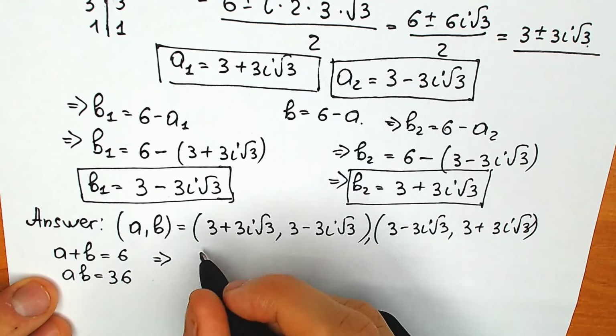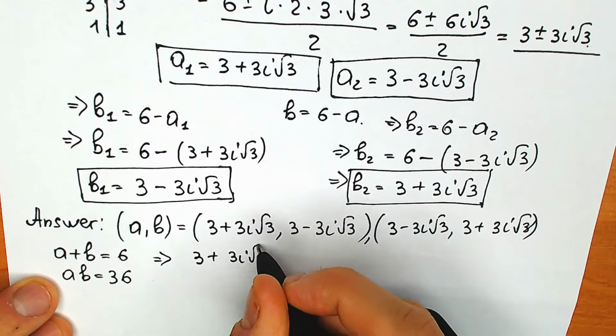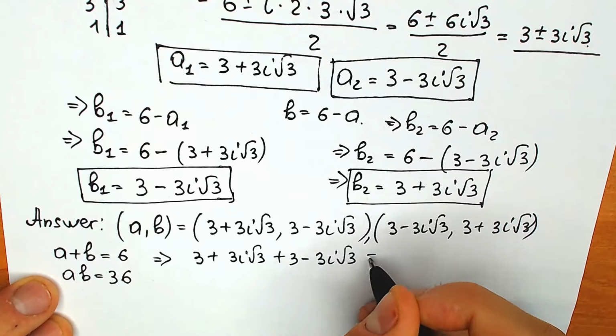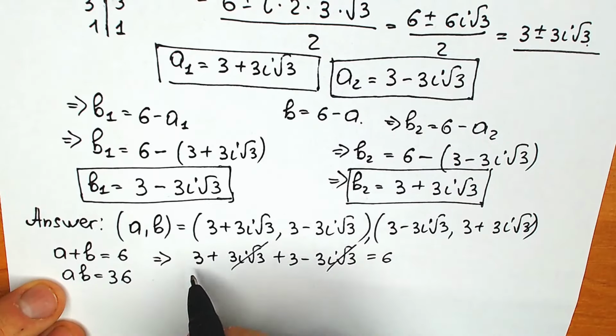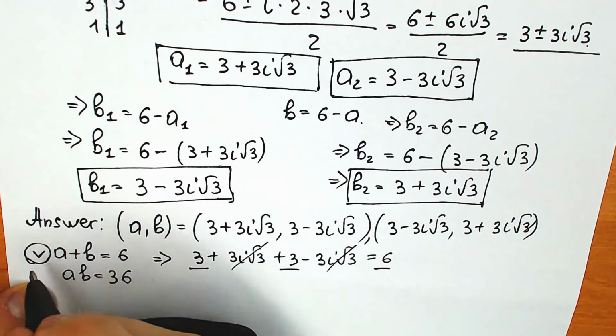Let's check addition. So let's use, for example, this parenthesis. So 3 plus 3i square root of 3, plus 3 minus 3i square root of 3, and this one needs to be equal to 6. So we can cancel this expression, we can cancel this one. 3 plus 3 equal to 6. So addition, we solved perfectly.